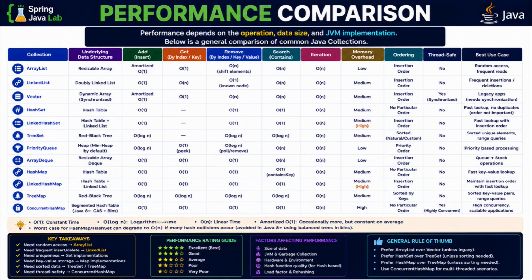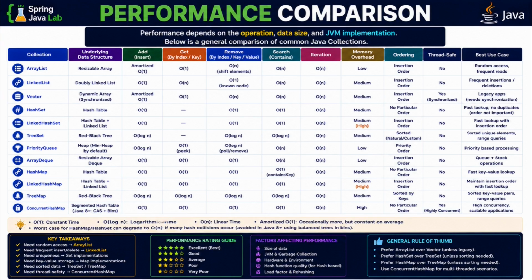One question that often comes up is, which collection is the fastest? The answer is, it depends. No collection is best for every situation. ArrayList is excellent for fast random access. LinkedList performs well when frequent insertions and deletions are involved. HashMap and HashSet are generally very fast for searching and lookups. TreeMap and TreeSet trade some performance for automatic sorting. ConcurrentHashMap provides safe concurrent access with excellent scalability.